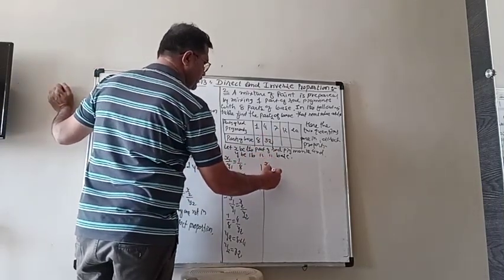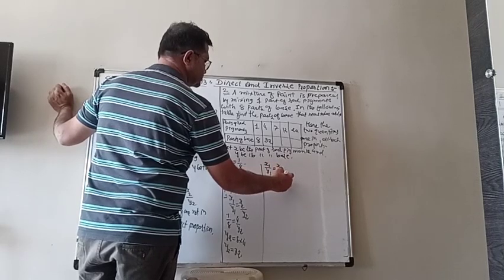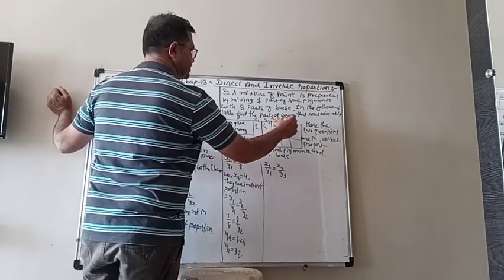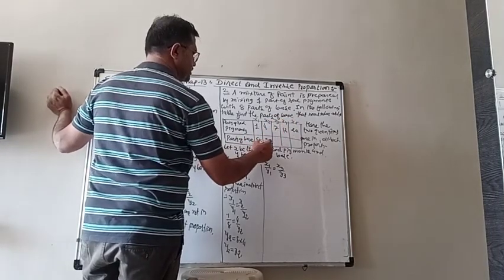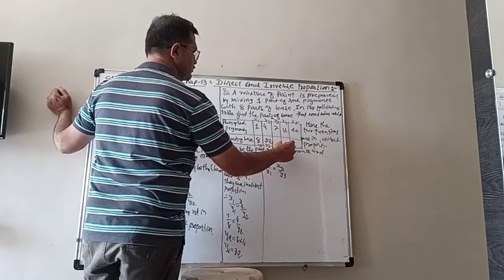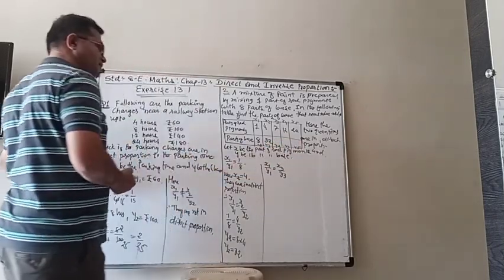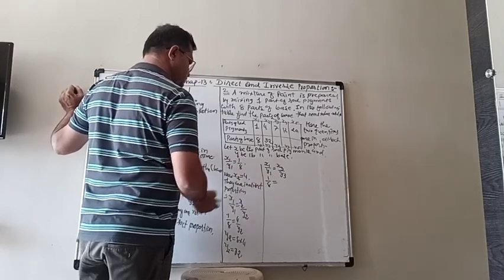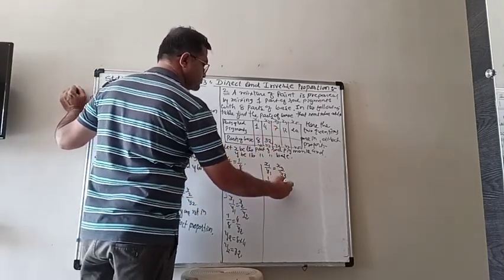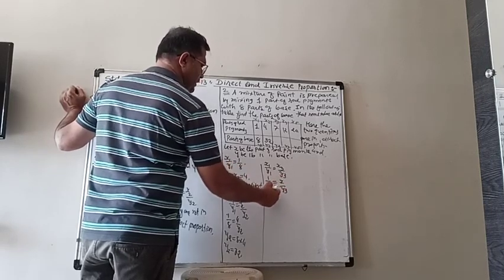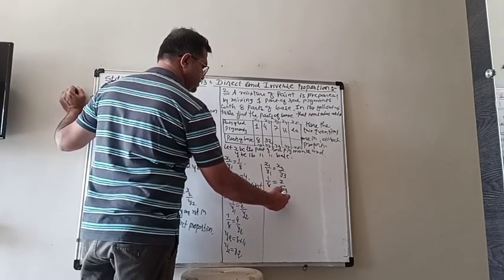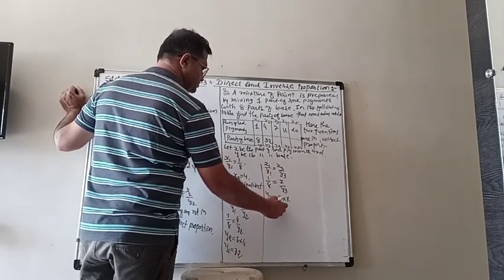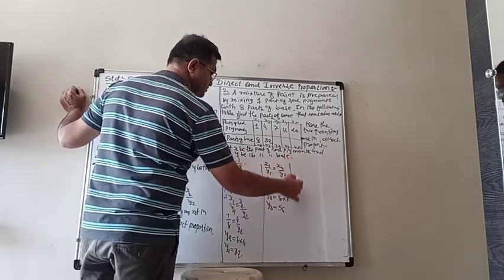Similarly, x1 upon y1 is equal to x3 upon y3. We can write down here x1, x2, x3, x4, x5, and here y1, y2, y3, y4 and y5. So now 1 upon 8 is equal to, what is x3 now? 7 upon y3. By doing cross multiplication, we get y3 is equal to 8 multiplied by 7. So y3 is equal to 56.